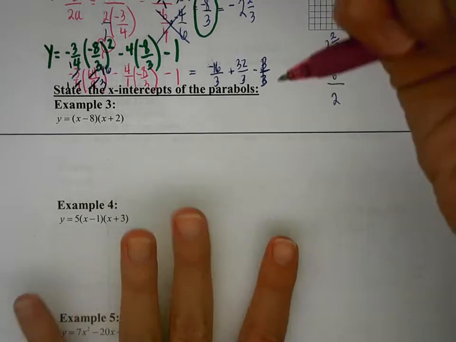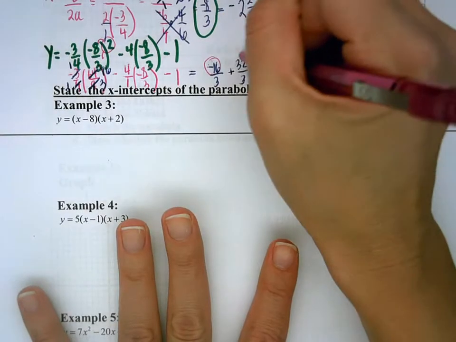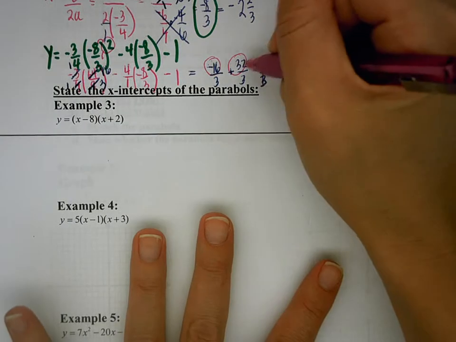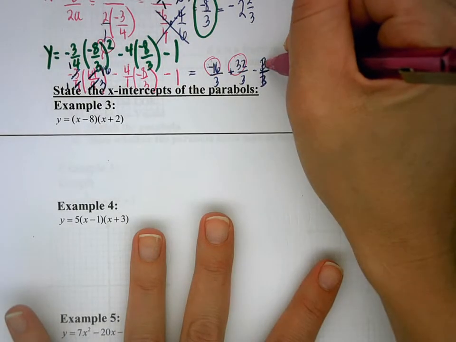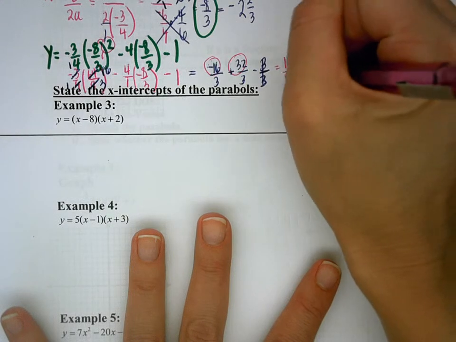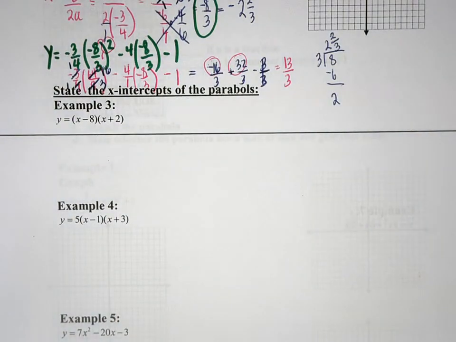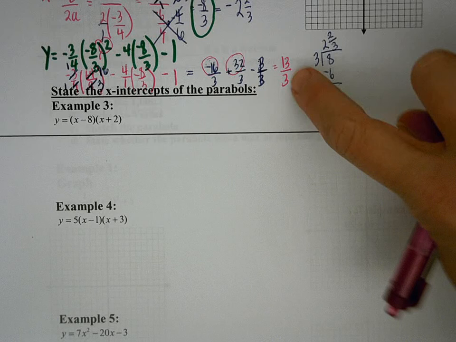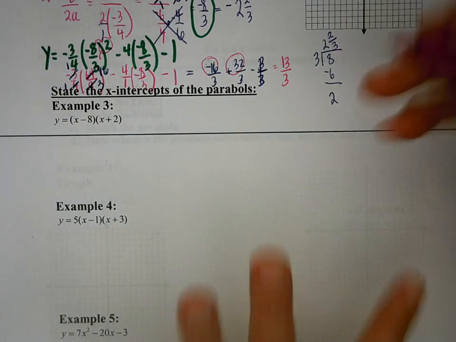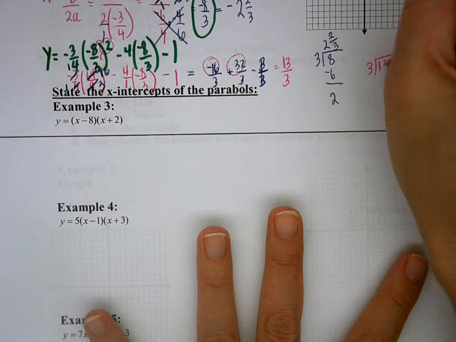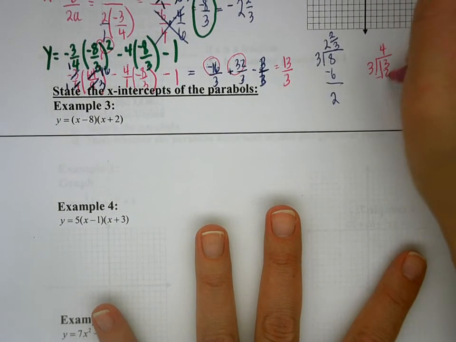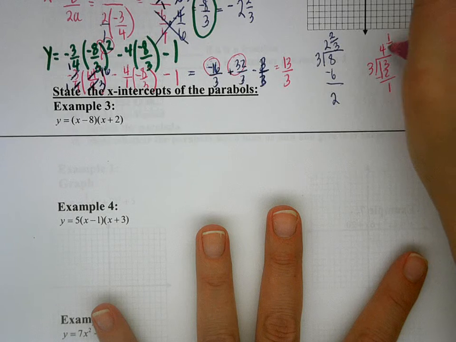So negative 16 plus 32 is how much? 16, and then 16 minus 3 is 13. 13 over 3 is my y value. But is it easy to graph 13 over 3? No, so let's change it. We have to divide 3 into 13. How many 3s are in 13? 4, and that's 12, and there's 1 left over, so we have 4 and 1/3.